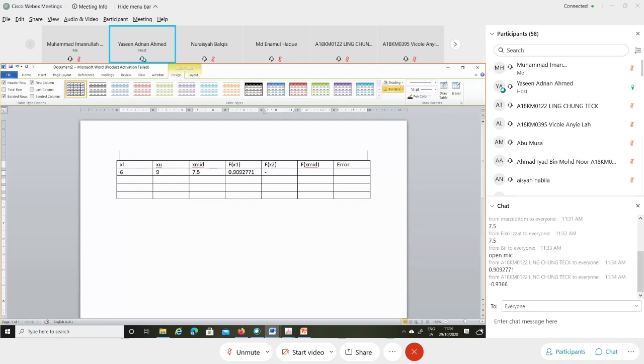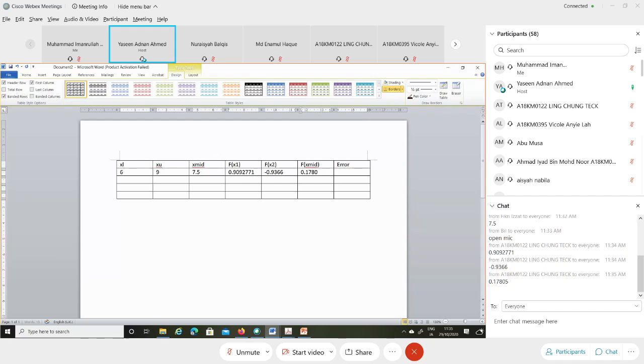Okay, negative. How about the others? Okay, 9366. Then this one. You can see that one is positive, one is negative. It means the initial guess is correct, right? 6 and 9, positive and negative. Okay, so this is 0.17805.